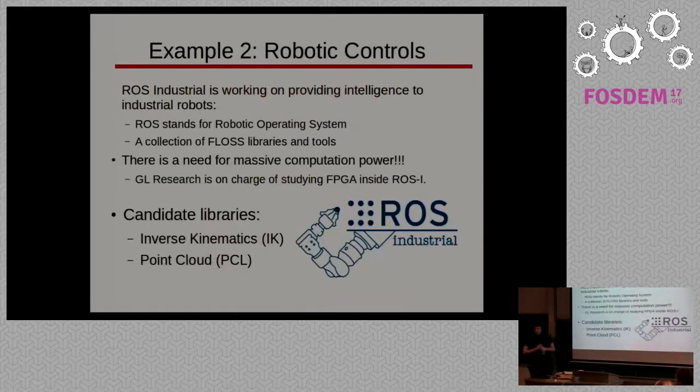Another very interesting example that we are using is for robotic controls. I don't know if you have heard about ROS, the robotic operating system. One of the parts of this project is called ROS Industrial, which is devoted to applying the robotic operating system to industrial manipulators. And it's also a free open source SDK. In this kind of robotic controls, there is a need for massive computational power. We are part of this consortium, and we are in charge of trying to accelerate the most intensive algorithms that these robots use by using FPGAs.